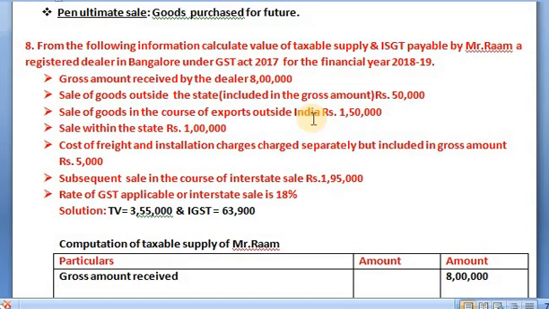Still it is under central sales tax. So this has been included. So what we need to do, we need to exclude, we need to deduct 1,50,000 from 8 lakhs. So the second transaction, the third transaction has to be deducted. Next, sale within the state. Within the state means intra state, but what we are asked here is IGST payable. So even this has to be deducted because this 1 lakh has been added in it. So we have to exclude it as it is not related to the interstate transaction. So sale within the state, 1 lakh has to be excluded, it has to be deducted.